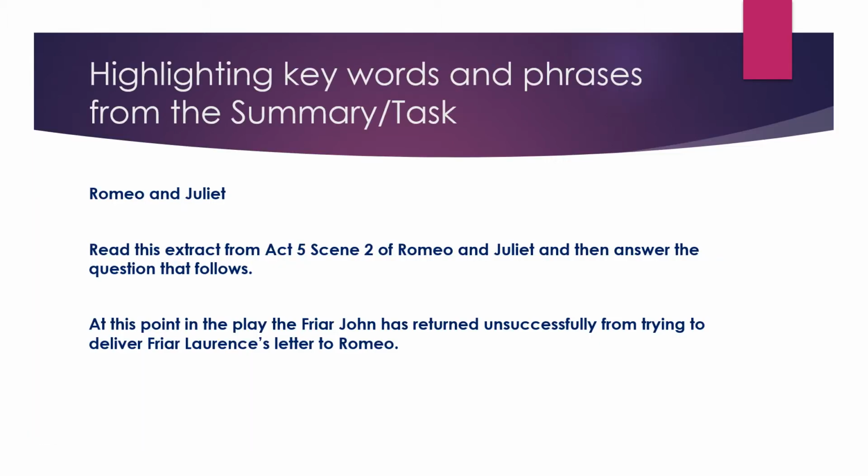Now that you've written your introduction, let's start taking a look at the extract. Before we look at the extract itself, let's have a look at highlighting the key words and phrases from the summary. So this extract is taken from Act 5, Scene 2 of Romeo and Juliet. And at this point in the play, Friar John has returned unsuccessfully from trying to deliver Friar Lawrence's letter to Romeo. Before we go any further, can you please use your highlighter and identify key words and phrases from the summary and task.